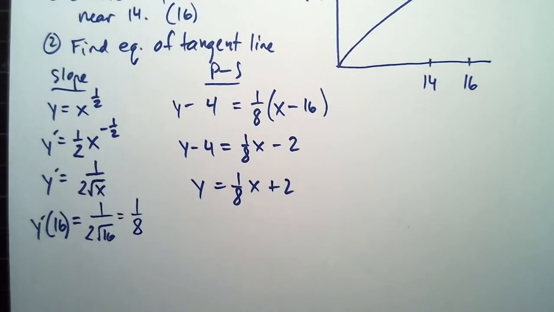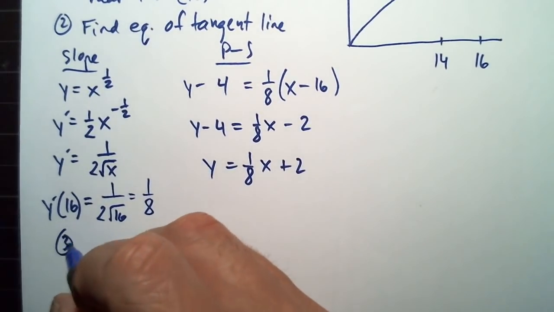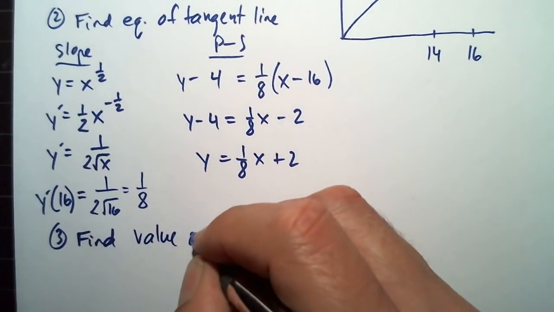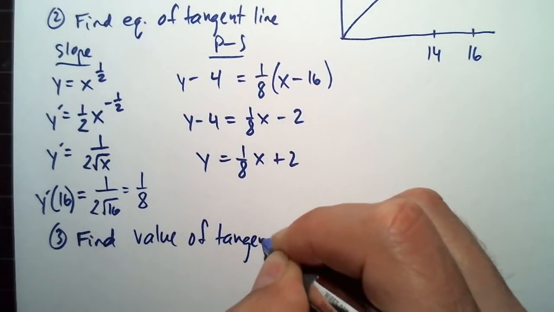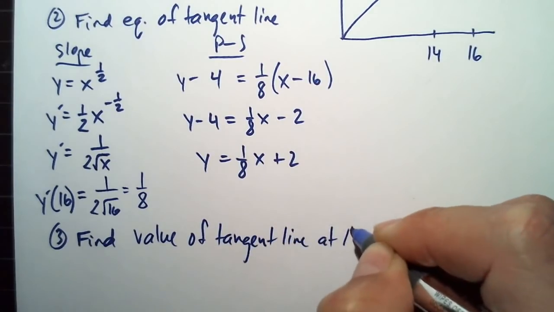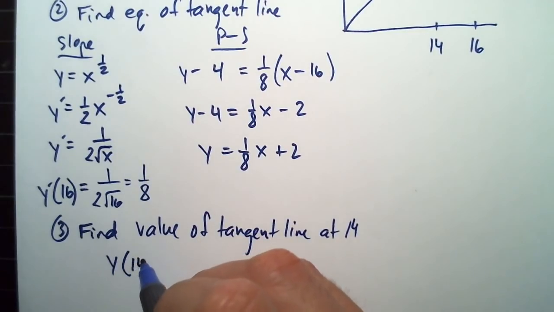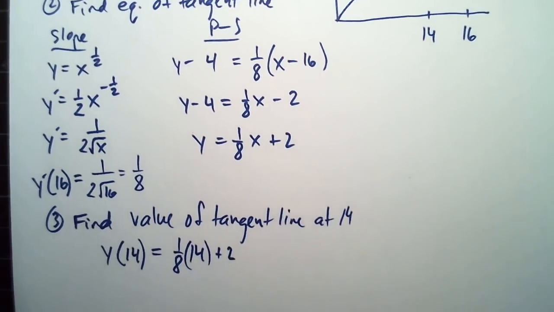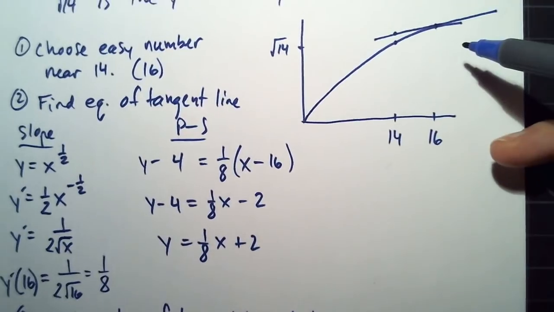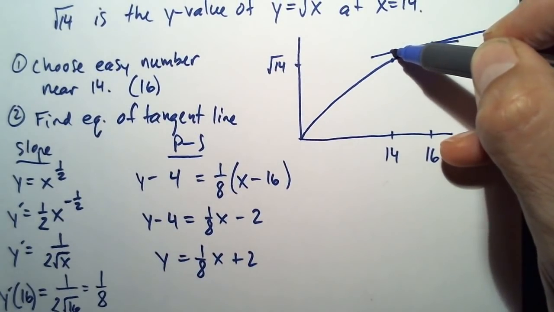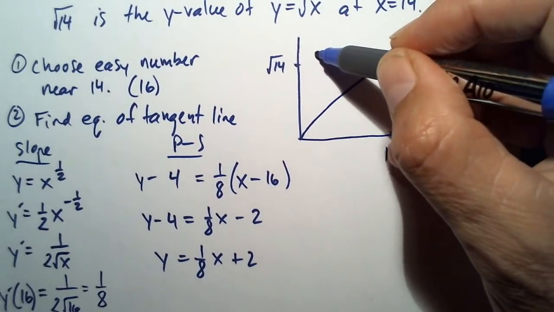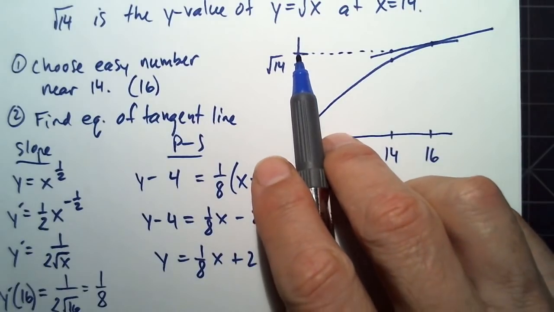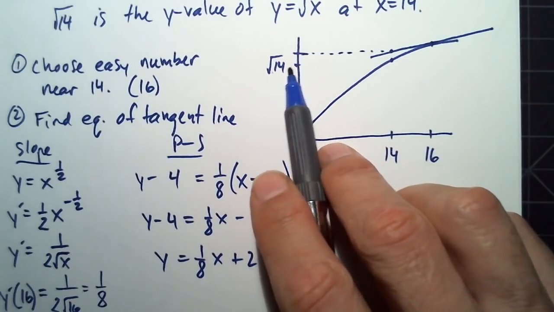Step 3, find the value of the tangent line at 14. So we're just finding the y value of the tangent line. That's what we see in the graph. What's the y value of the tangent line at 14? And then we'll say that the y value of the tangent line is close to the y value of the function.